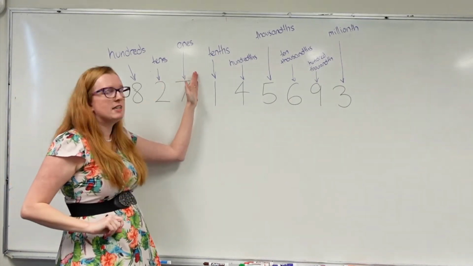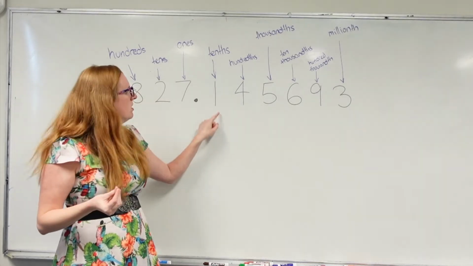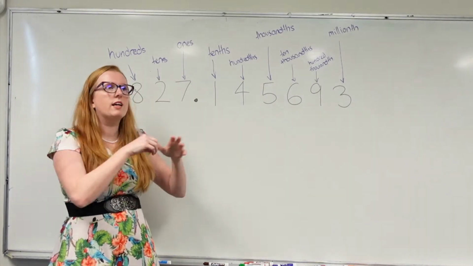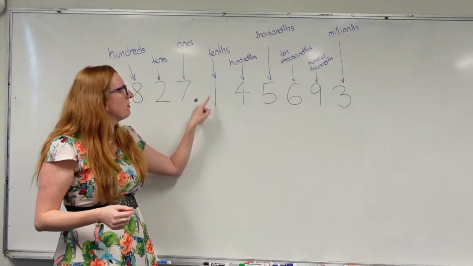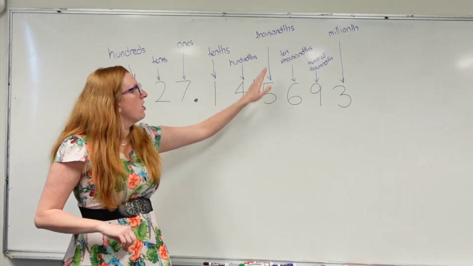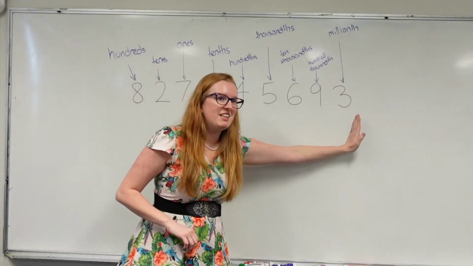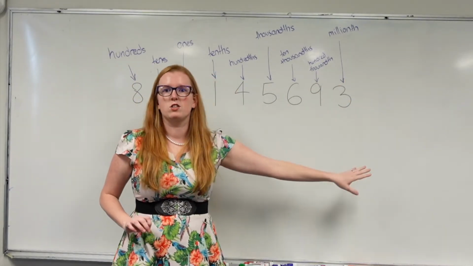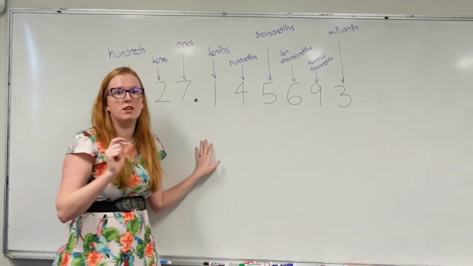But when I get down to my decimals, this number here represents a tenth. So it's like a whole number that's been broken up into 10 parts. So this number represents tenths. This one here is hundredths, thousandths, 10,000ths, 100,000ths, millionths, and it would keep going until the end of time. So the further away from the decimal point you get, the smaller the numbers are.